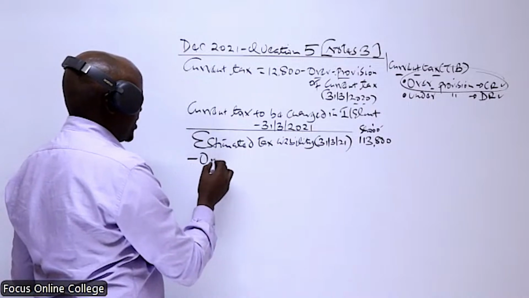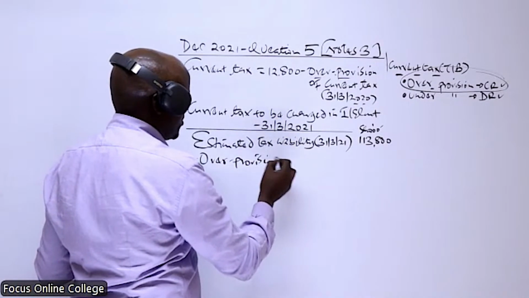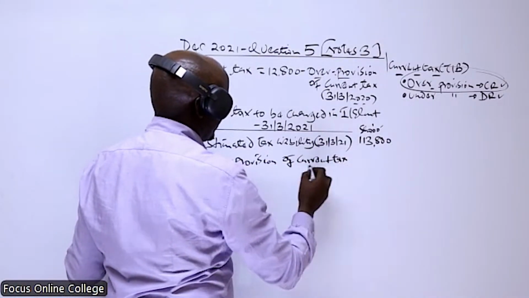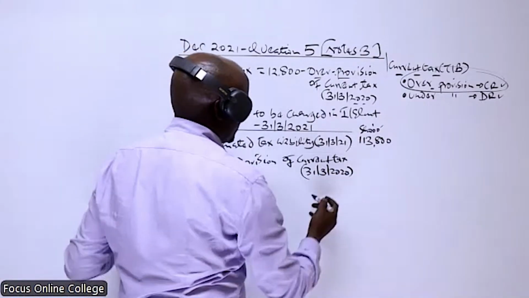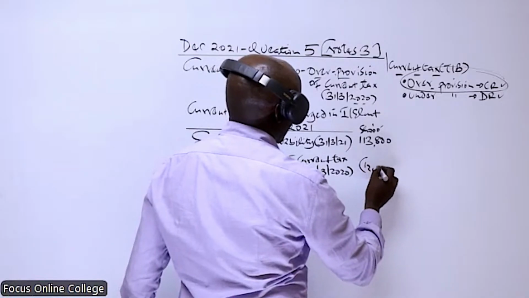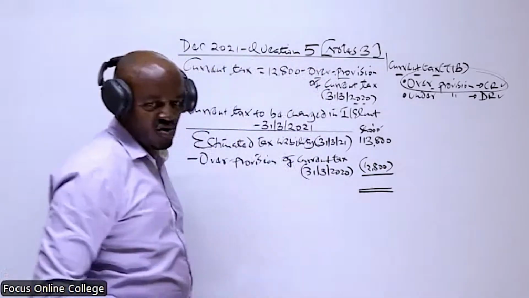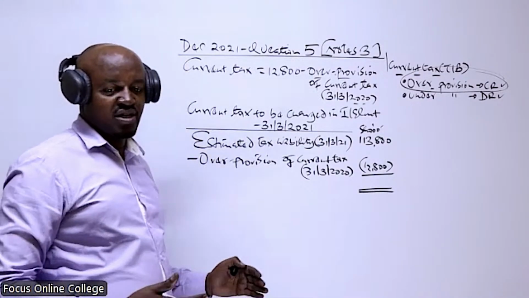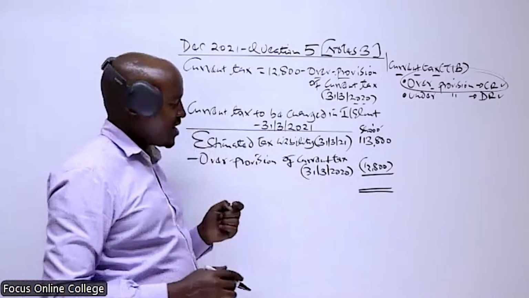So we do what? We left it here. So over provision of current tax from the previous year, the year which ended 31st of March 2020. So how much is that? It is 12,800. So whatever we get here is the amount of current tax which will be charged in the income statement. So this one will be deducted from the profit before tax for the current year.